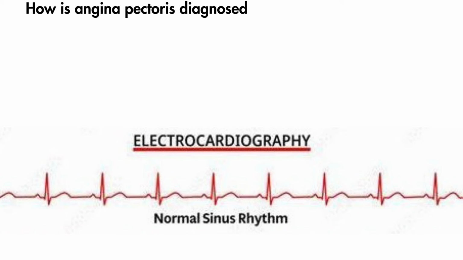How is angina pectoris diagnosed? Healthcare provider will ask about medical history. They will do a physical exam. A healthcare provider can often diagnose angina from symptoms and how and when they occur, and may also order tests such as an electrocardiogram. This test records the electrical activity of the heart. It shows abnormal rhythms, that is arrhythmias, and it detects heart muscle damage.